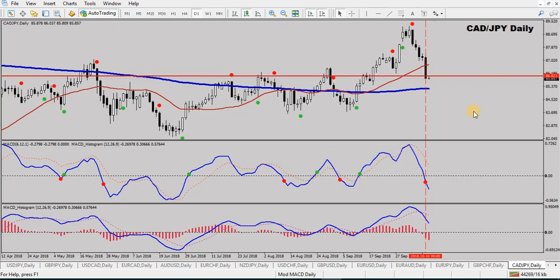CAD Japanese yen, CAD yen. Took a new sell this morning. It's probably not an ideal setup. It's a high risk trade going into the 240 LMA, which is a big blue MA.